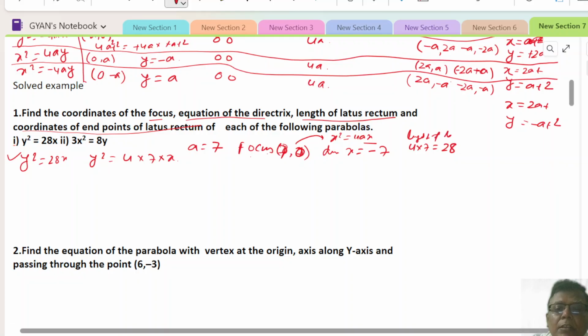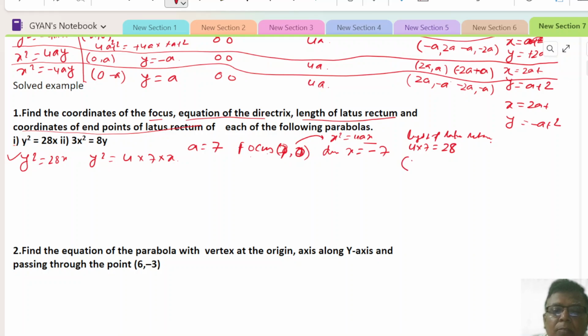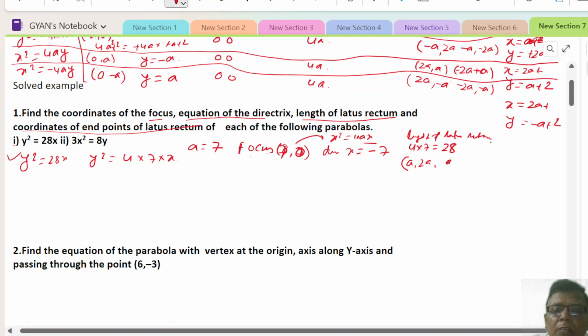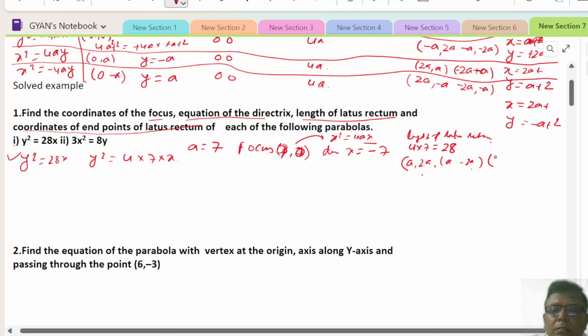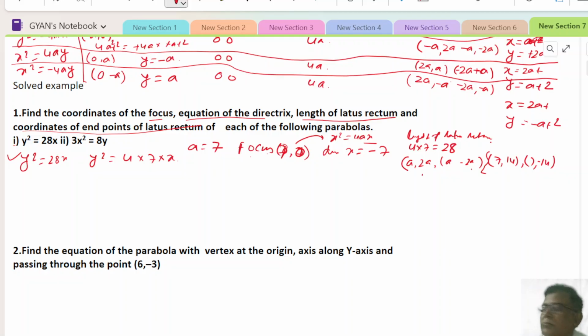Coordinates of the end points are (a, 2a) and (a, -2a). That means (7, 14) and (7, -14). So now this equation is solved.